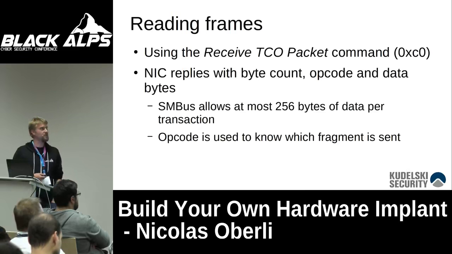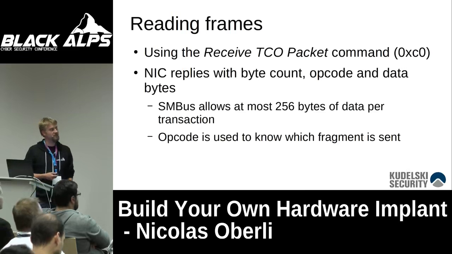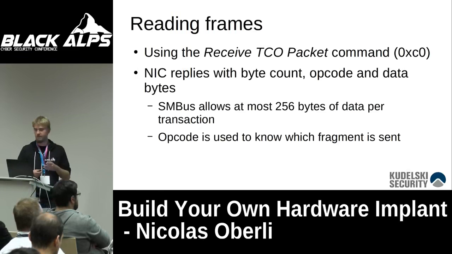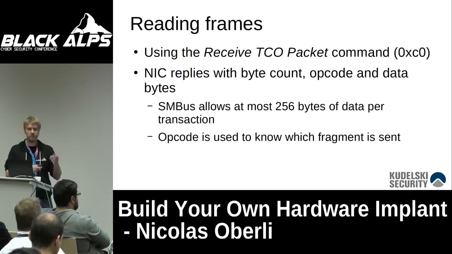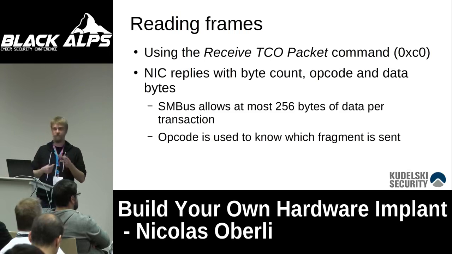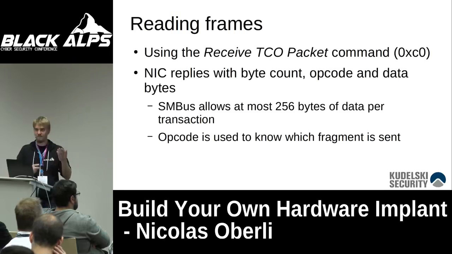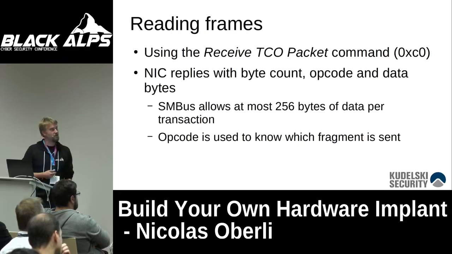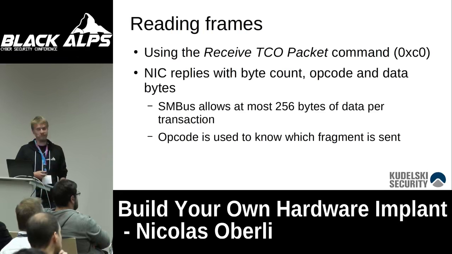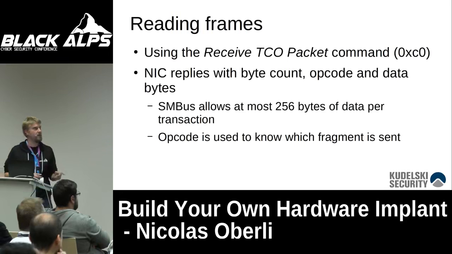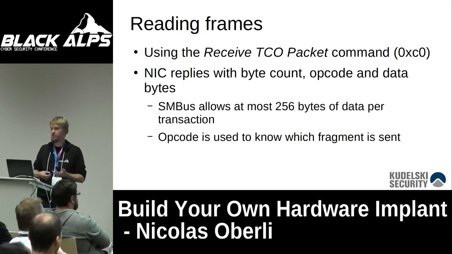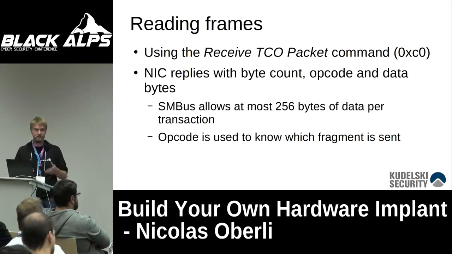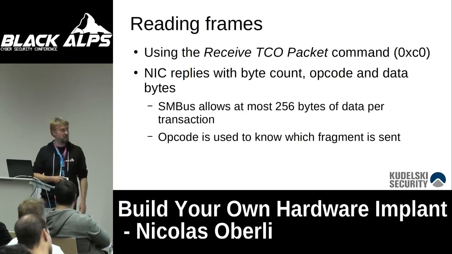Actually, if you read the documentation again, you have another command here, which is receive TCO packets. Of course, in different chapters, it's not the same nomenclature, the same naming of the same functions. That's good. So you have the 0xC0 command, which when you send it to the NIC, it will reply with the size of the frame and some information about that frame and the bytes of the packet that was received by the card.